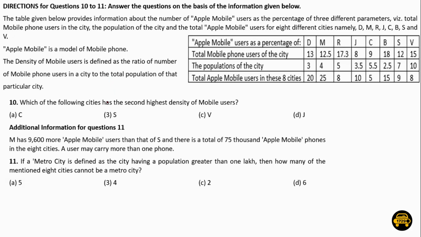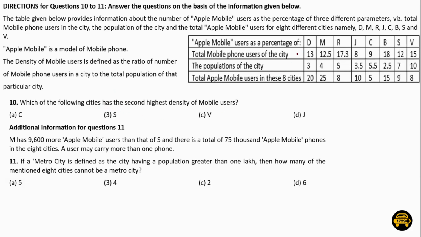All right, guys, let's have a look at this set. Now, the table given below provides information about the number of Apple mobile users as a percentage of three different parameters. And let's have a look at what these three parameters are. The first one is total mobile phone users in the city, then the population of the city, and then the total Apple mobile users for 8 cities, namely D, M, R, J, C, B, S, and B.